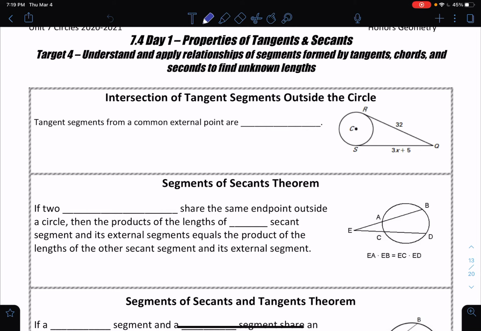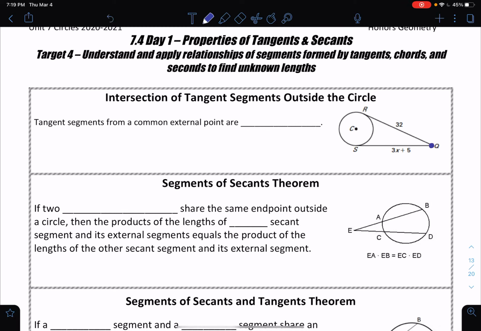Alrighty, everybody. So in previous videos, we were looking at the angle relationships that are formed within, on, and outside circles. In this video and the next video, we're going to deal with the relationships going on with the segments inside, outside, whatever the case may be, all related back to a circle. So the first relationship is when I have two tangents that come from the same outside point.